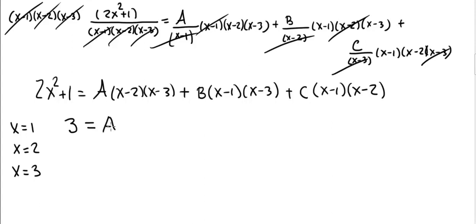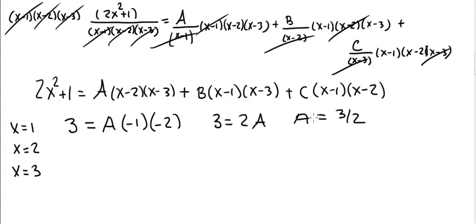We have a times 1 minus 2, which is minus 1, times 1 minus 3, which is minus 2. So that is 3 equal to 2a, and we found a. A has to be 3 divided by 2.